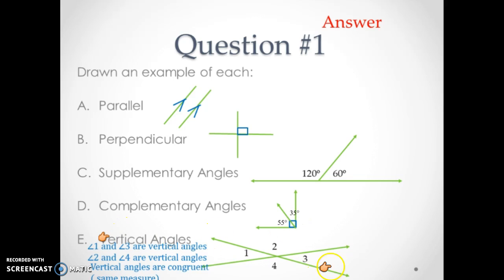Vertical angles are when two angles intersect. They create two pair of vertical angles. 2 and 4 are vertical, and 1 and 3 are vertical. And vertical angles are congruent, which means they have the same measure.